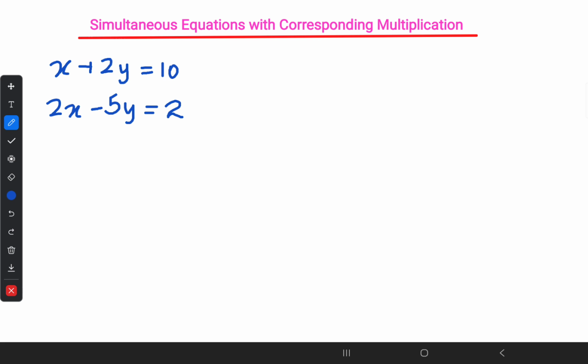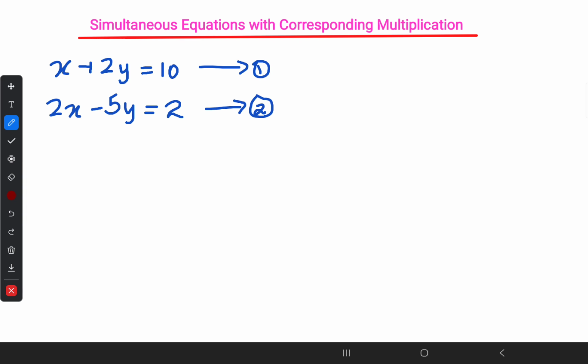First I'll make this one my first equation, and this one the second equation. Look at the coefficients. The coefficient for x is 1 here, 2 in the second case. For y, positive 2 here, negative 5 here. Numerically, none of the coefficients for each variable are the same: 1 and 2, 2 and 5. So those are not identical in both cases.